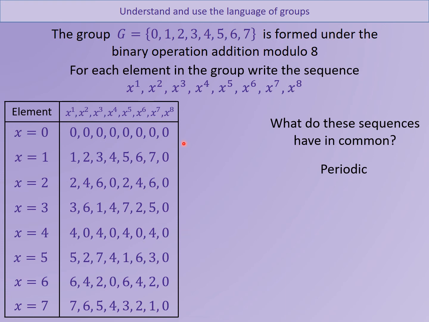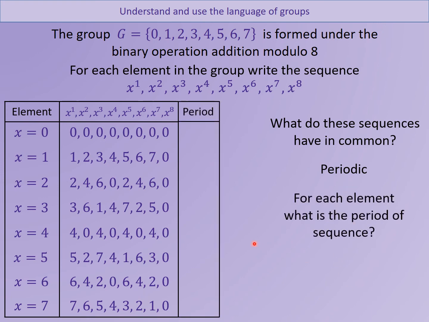Even if I carried on going, this is going to count with zeros. This will go back to 1 and start the sequence all over again. So they're all periodic. Now, if they are periodic, they should have a period. What I'd like you to do is go down and write the period of each of those sequences. The period is how long it takes before it starts to repeat. So just pause there and fill them all in for me.